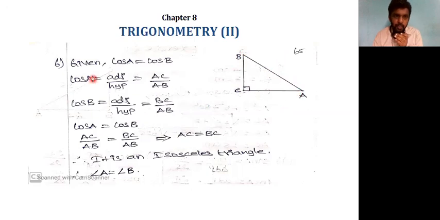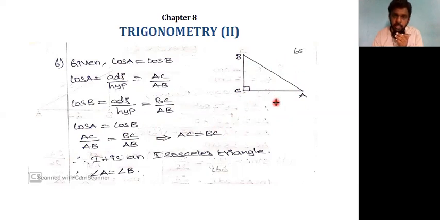So it is given that cos A is equal to cos B. Therefore, AC by AB is equal to BC by AB. So both the ABs get cancelled, the denominators get cancelled. So we have AC is equal to BC. From the given information, we have taken this.